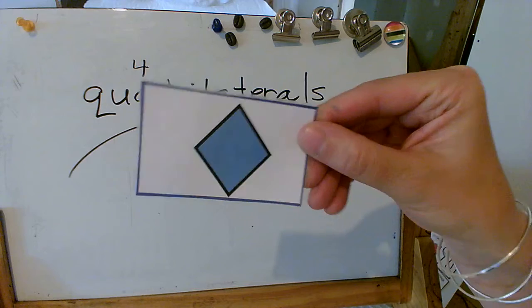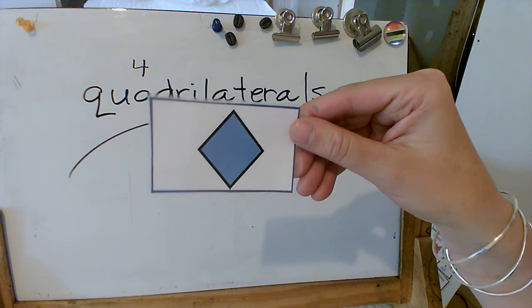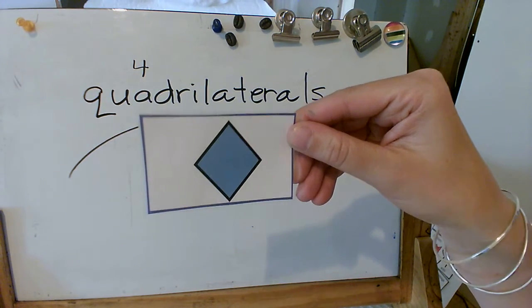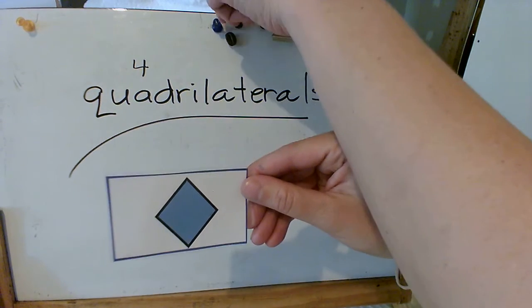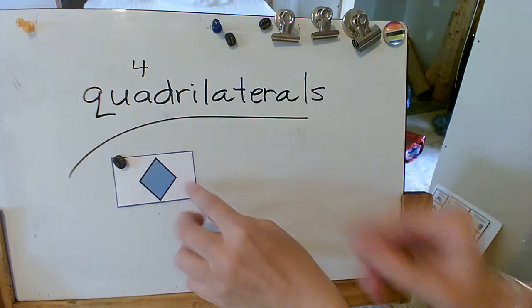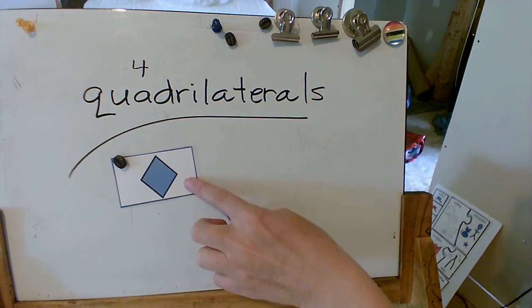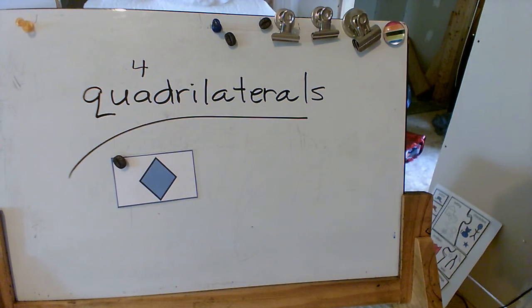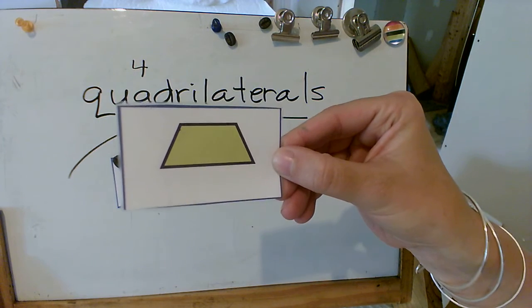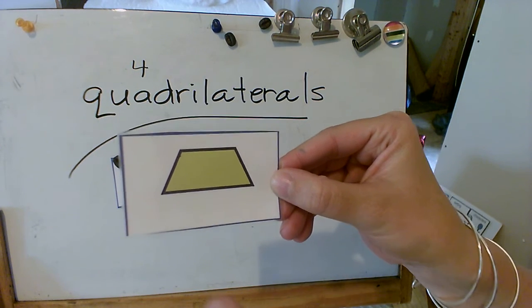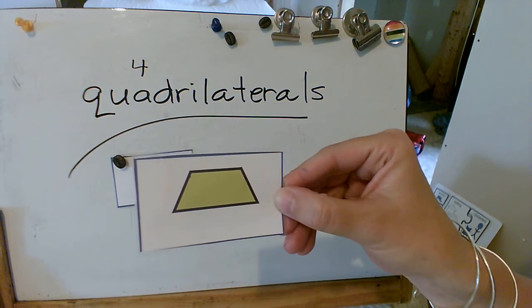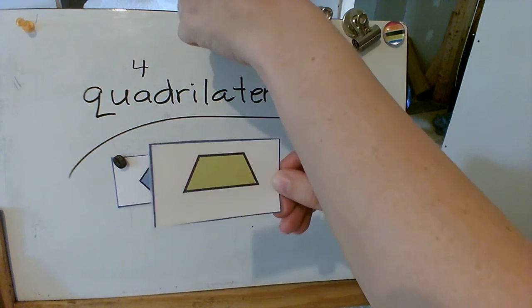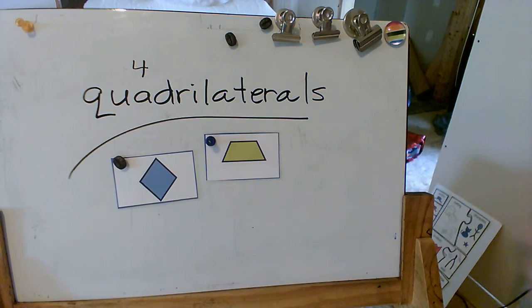So let's look at this shape first. How many sides does it have? It has 1, 2, 3, 4 sides. So is this a quadrilateral? Yes, it is. It's called a rhombus. Let's look at this one. Is this a quadrilateral? Count the sides. 1, 2, 3, 4. It is a quadrilateral. Do you know the name of it? That is called a trapezoid.